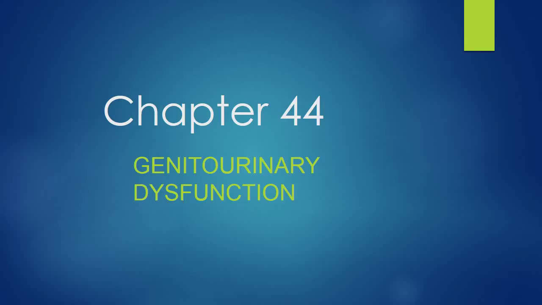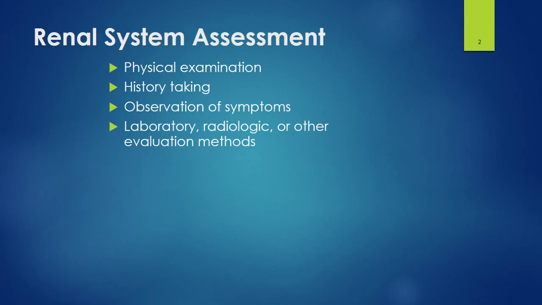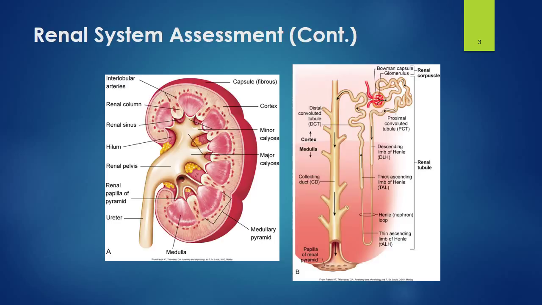This is Kathy Knipfer, instructor for Nursing 2203, recording the Pediatric lecture for Chapter 44, Genitourinary Dysfunction. Assessment of the urinary and renal system includes physical examination, history taking, observation of symptoms, as well as laboratory, radiologic, or other evaluation methods. Here is a refresher on the anatomy of the kidneys and nephrons.